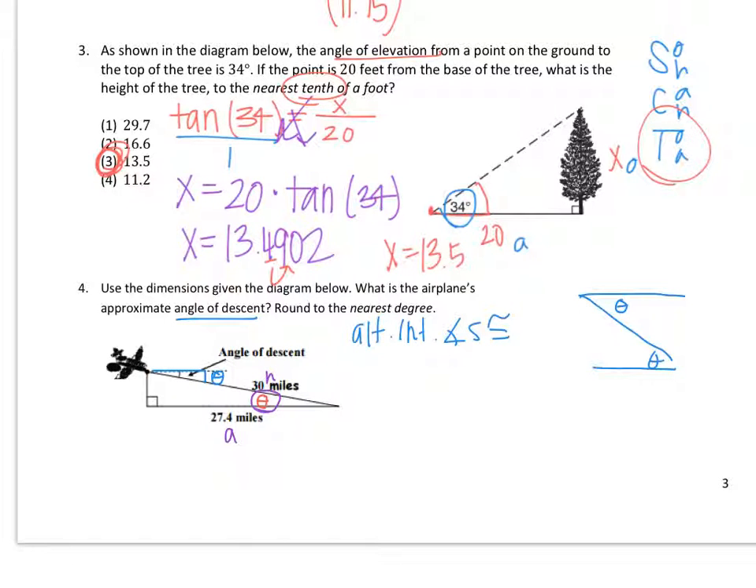If we look back at number 3 for our SOH CAH TOA, A and H force us to use cosine. Cosine of something equals fraction. See if you can fill in those blanks. Then just bring your eyes back up to here to the board to see if you're correct.